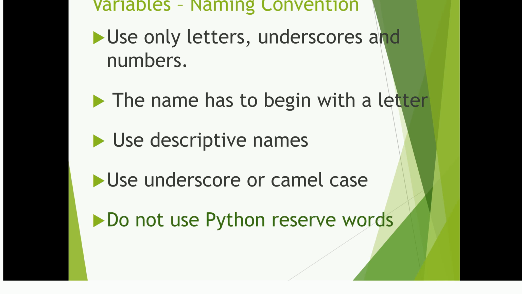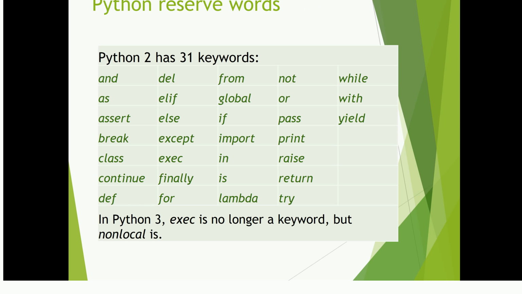The last rule is that you cannot use reserved words as your variable name. Python has a variety of reserved words. Python 2 has 31 keywords. We can't use any of these keywords as our variable name. Now, it can be a part of a variable name. Say, for instance, that the first word is "and." I can say "name and address." That would be an acceptable variable name. I can use the keywords as a part of the variable name, but I can't use one as the entire variable name.